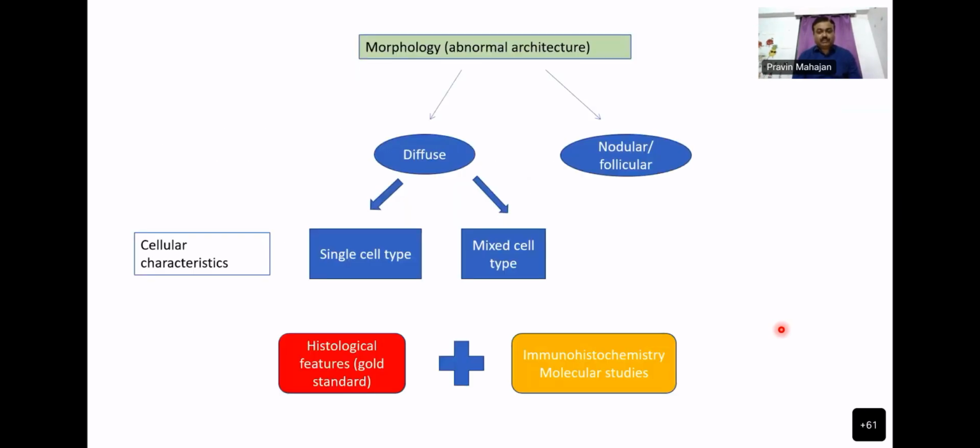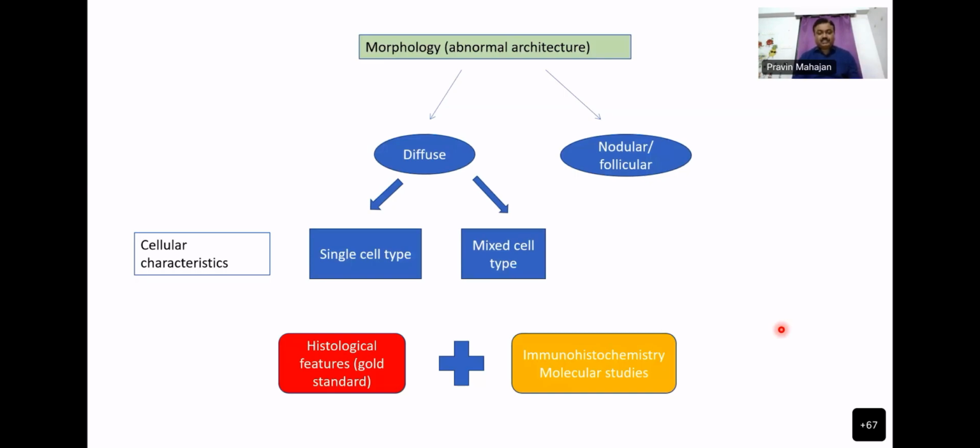Now on morphology, how do you see the abnormal architecture, and that is whether it is diffuse or nodular or follicular architecture. Nodular architecture was already covered in the last talk, and today's is about the diffuse architecture. In diffuse architecture, you have to see two things mainly. One is whether there is a single cell type. That means whether this lymphoma is composed of cells which are monomorphic, they are of the same type, or whether the lymphoma is composed of a mixed cell type. That will be the cellular characteristic of the tumor.